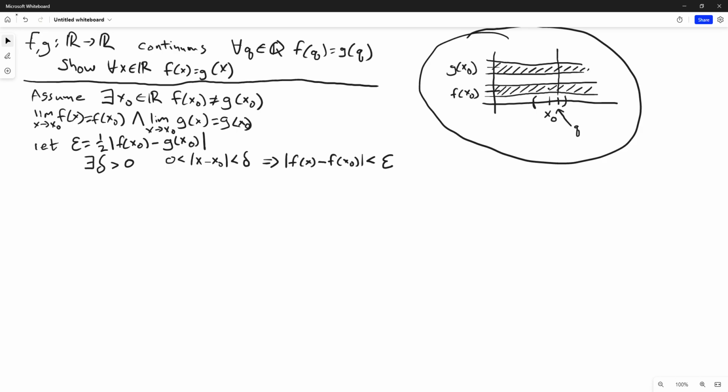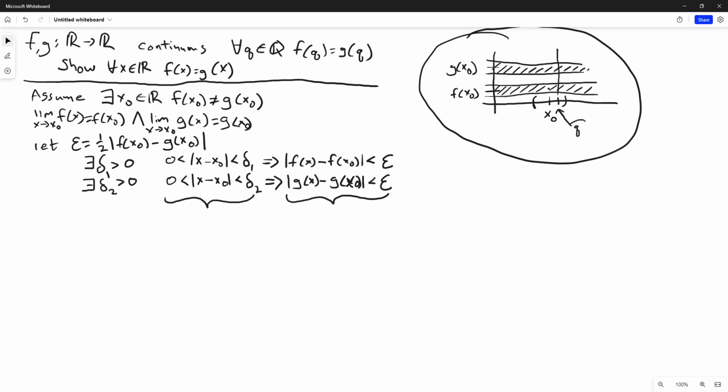Alright, and I'm also going to call this delta 1, since we're going to have one more. We're going to say there exists a delta 2 greater than 0, such that when 0 is less than |x minus x0| less than delta 2, this implies the distance from g of x to g of x0 is less than epsilon. And now we just need to choose a rational number q that satisfies these two inequalities so that we can draw these conclusions about the rational number q.